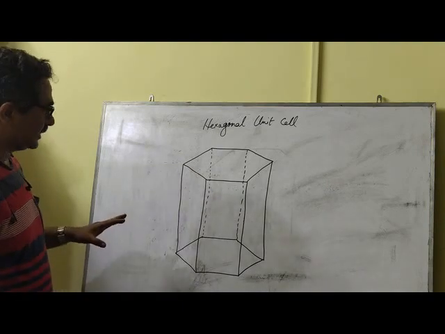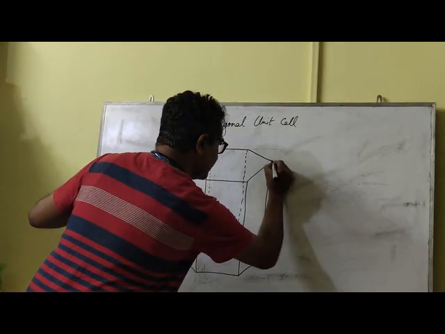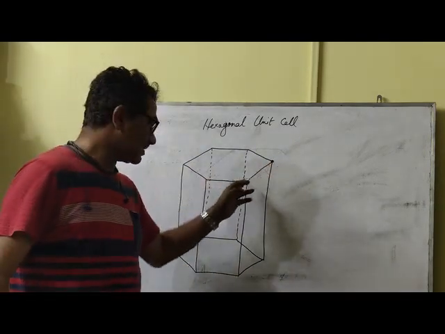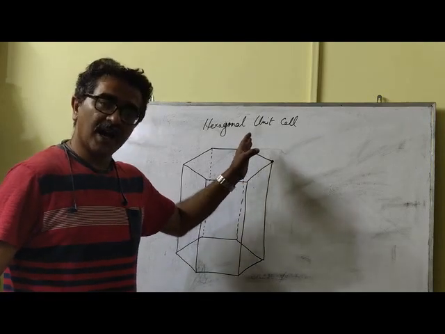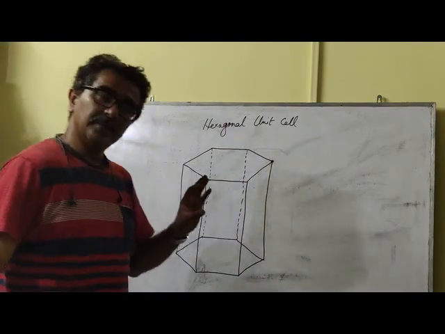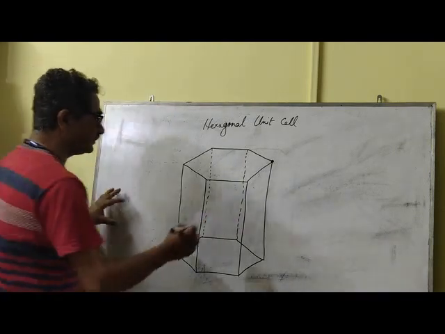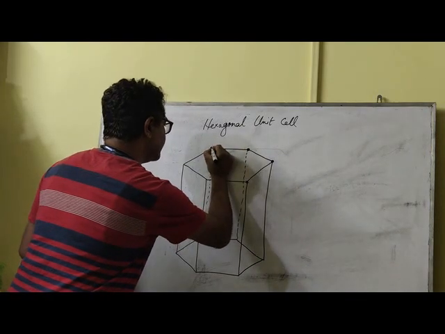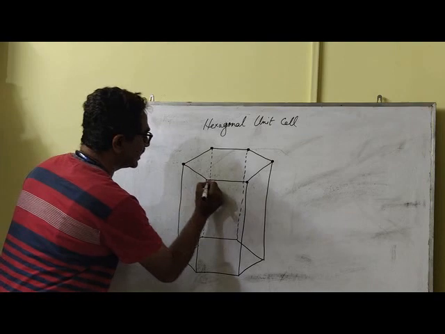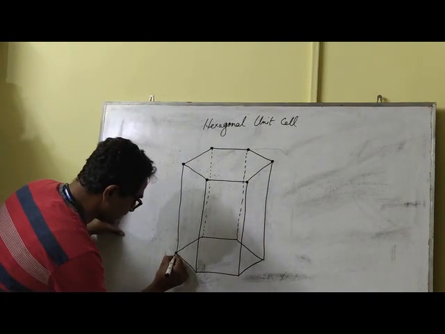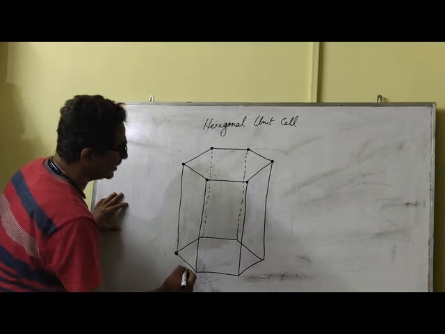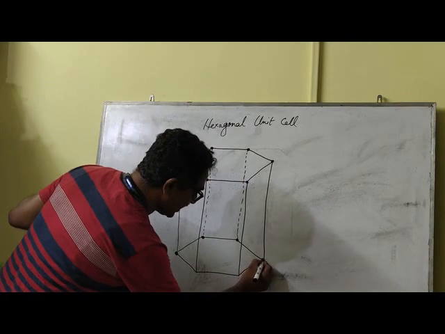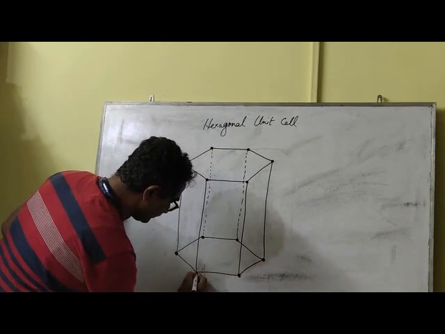And let me draw the atoms over here. Like I had already mentioned in the previous class, each of these dots which I'm drawing at the corners are basically the particles, or atoms in this case. So here we have atoms at the corners. We have 6 atoms at the top, and here we have 6 dots or 6 atoms at the bottom.